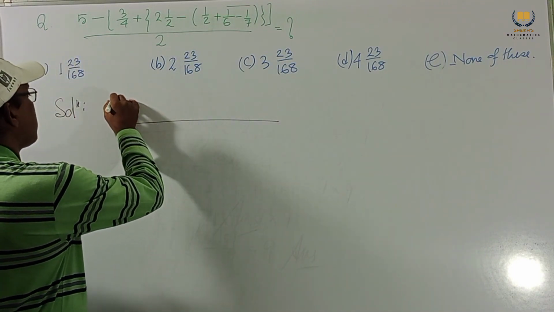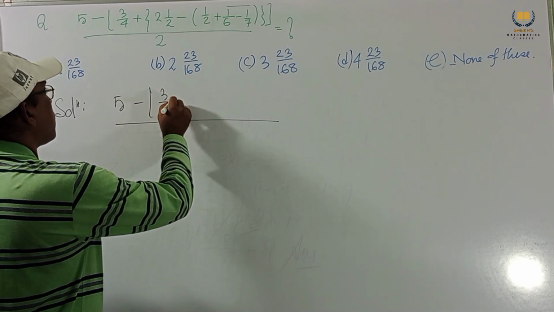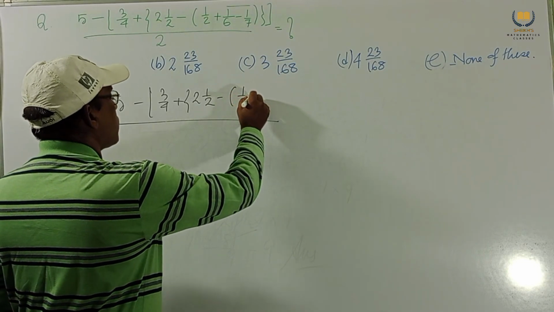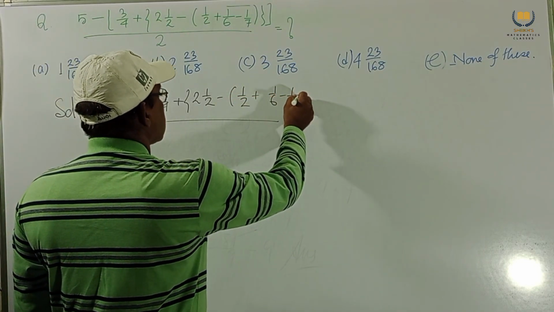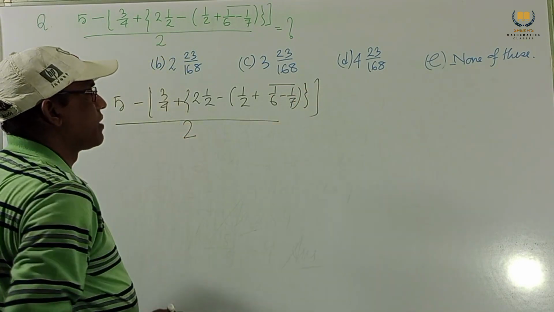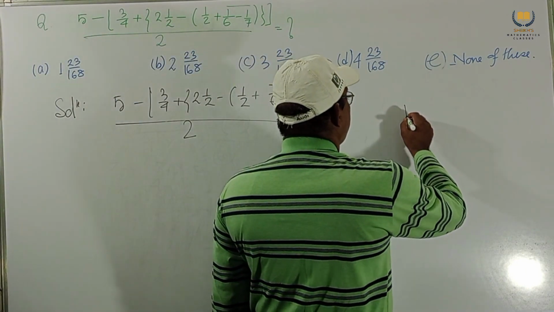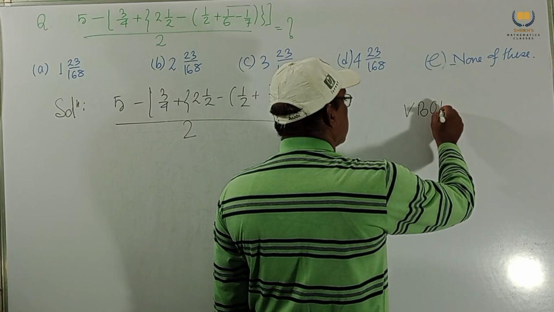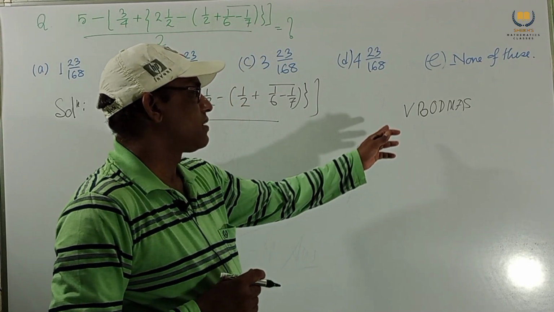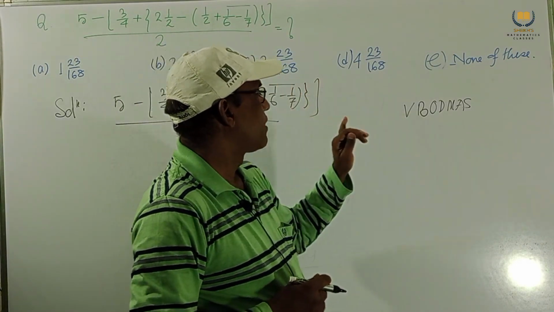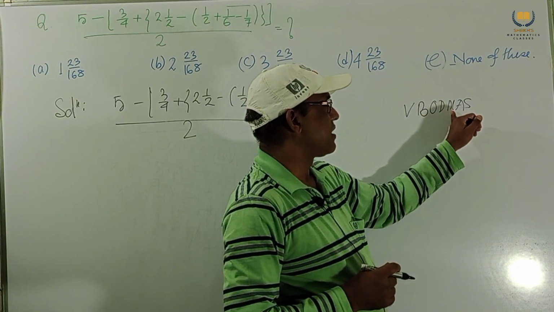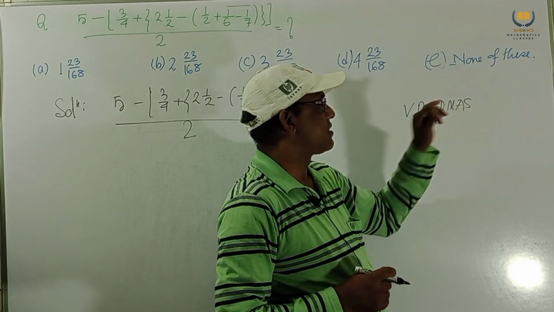So this is 5 3 by 4, 2 and a half, 1 by 2, 1 by 6, 1 by 7 bar, and this is divided by 2. So by the rules of VBODMAS, by this rule, first this is the bar, vinculum, then bracket, of, division, multiplication, addition, subtraction.